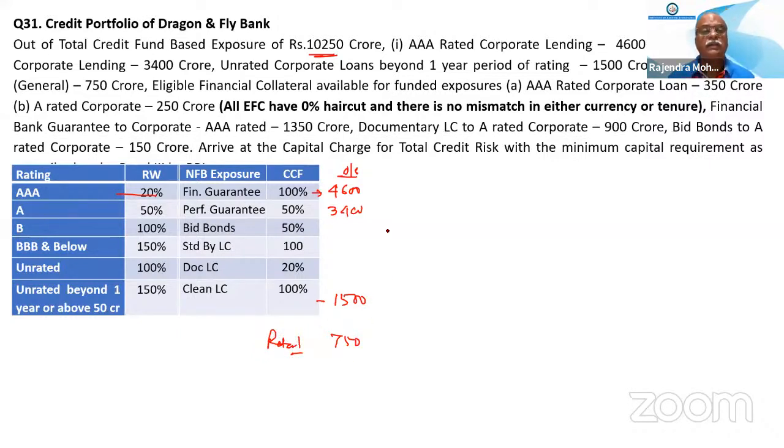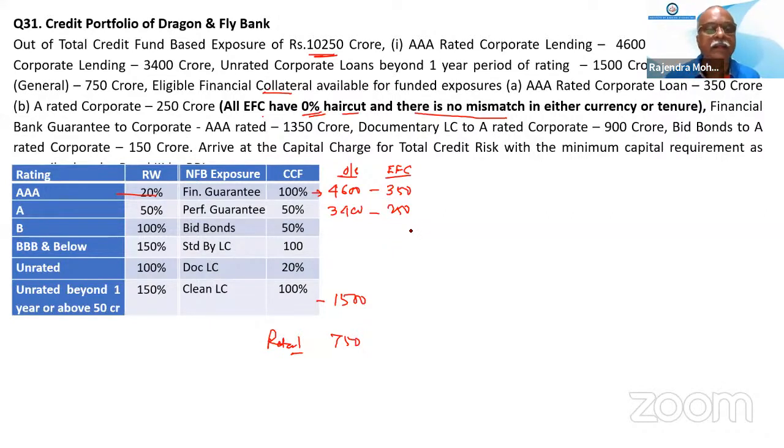Then eligible financial collateral. So collaterals are available for funded exposure. AAA rated corporate loan 350. So I will take here eligible financial collateral, next column 350. A rated 250. Where all the eligible financial collateral have 0% haircut and there is no mismatch. That means we don't have to calculate anything for this. Straight away we can deduct this one. 0% haircut and no mismatch, either currency or tenure mismatch is not there. So this is the thing.